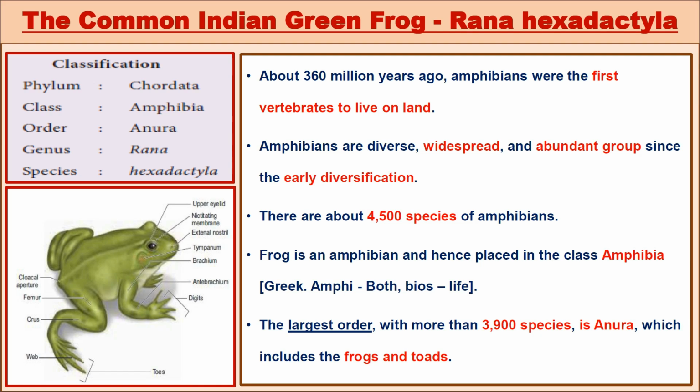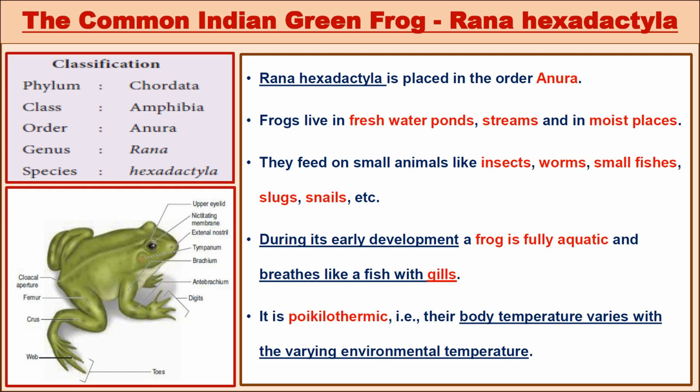Order, they belong to the order Anura, which is one of the largest orders under Amphibia, and it includes all the frogs and the toads. Genus name Rana and species name hexadactyla. Rana hexadactyla is placed under the order Anura.